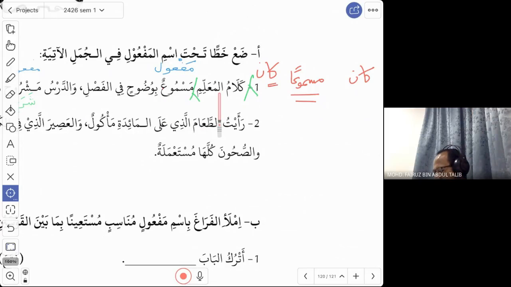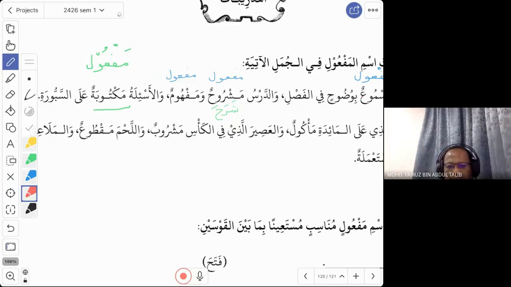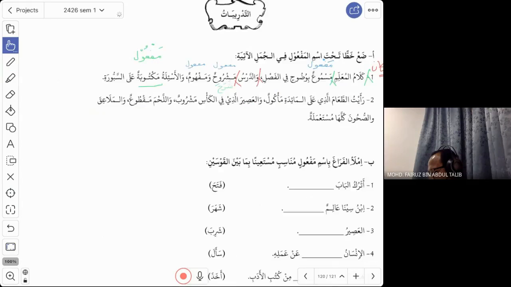Okay, that is one. Number two, you can also add here in the second sentence. Wa darsu mashruh. We want to say and the lesson was explained and was heard. Again, you just add the word kana. You can put it here. Kana darsu, or you can put it here. Wa darsu kana mashruhan. Okay, so that is the usage of isim maf'ul together with kana, with the verb to be kana.